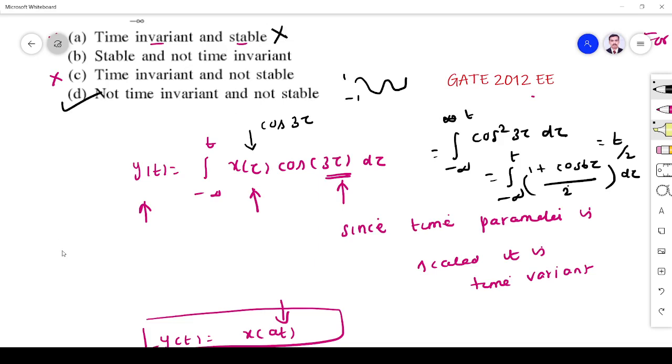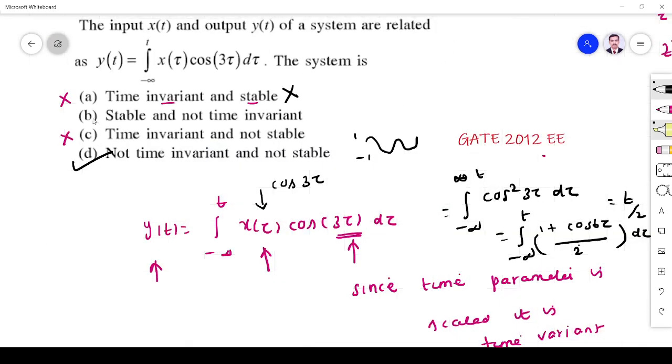It is not a stable system, right? So option E is also wrong. And option B, stable, this is also wrong. The problem given here is unstable and time variant.